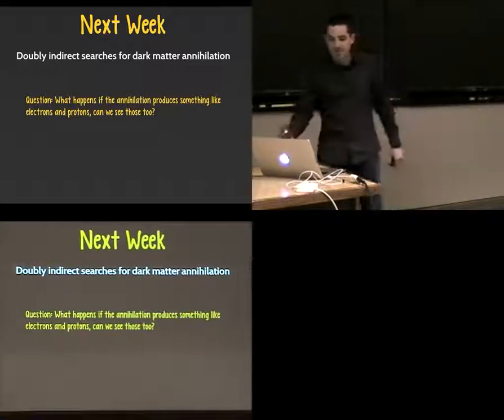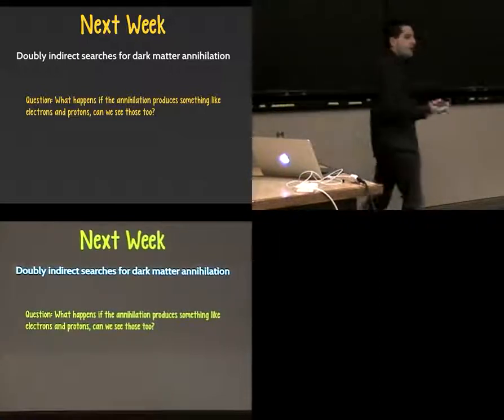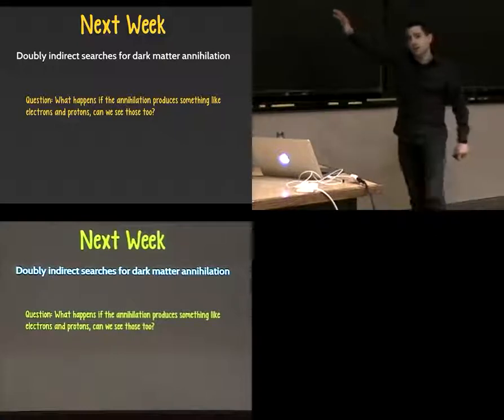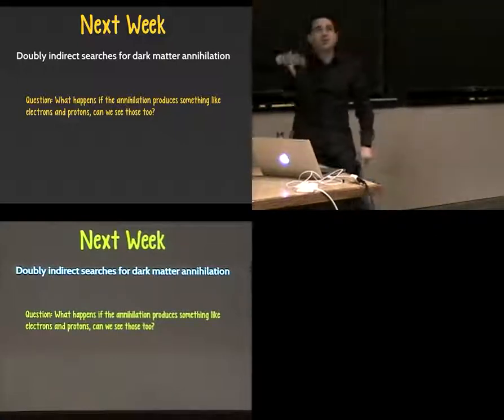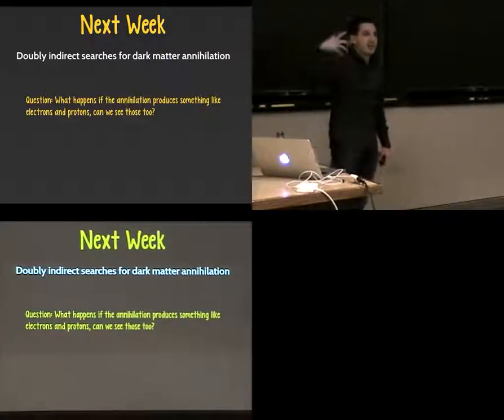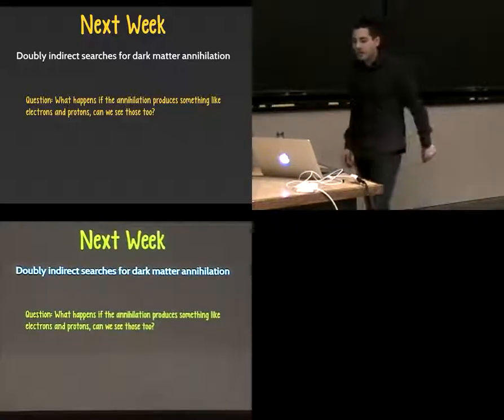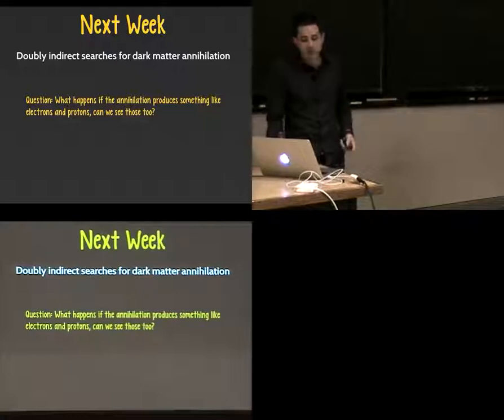So next week, I'm going to talk about doubly indirect searches for dark matter. The question I'm going to talk about is, what happens when dark matter annihilates, and instead of looking for those gamma rays that are produced right at the annihilation site, you look for, say, electrons or protons that are also produced and make it to your detector. You don't have the spatial information anymore. That's why it's doubly indirect. But there's a lot of things you can do there, and we can see if we can see those too.